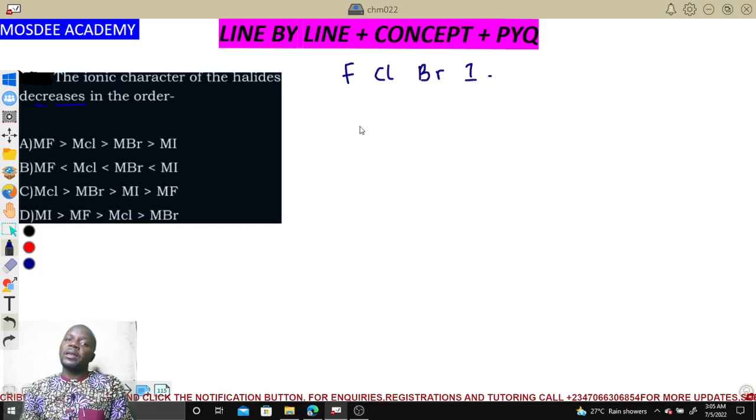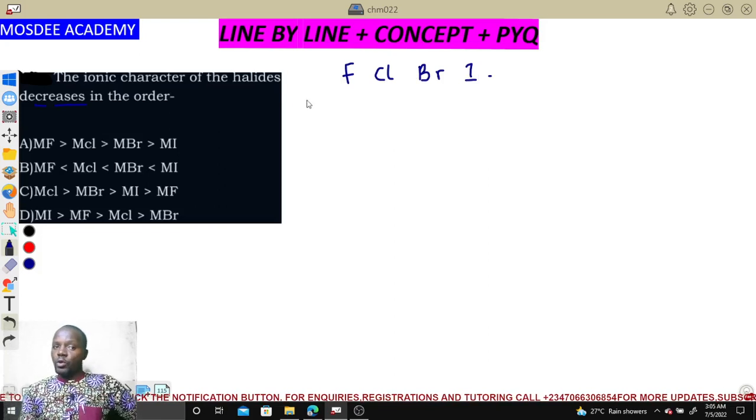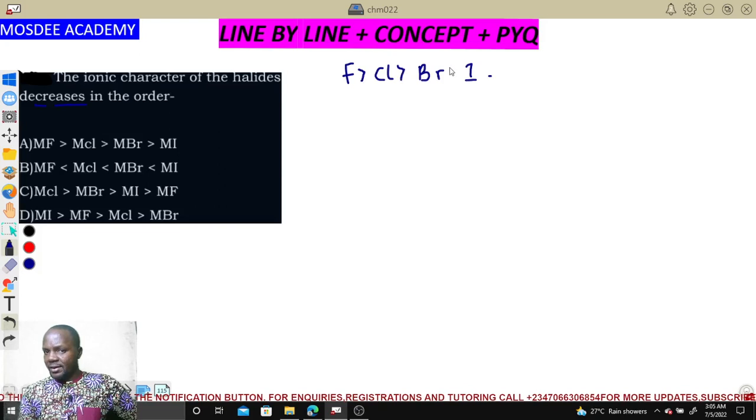Ionic character is measured in terms of how easily they combine with metals or hydrogen to form an ionic bond. You know that. So they increase in this order too, but the examiner asks for decrease. So ionic character also moves like this, in your normal form, MF, MCl, and so on.